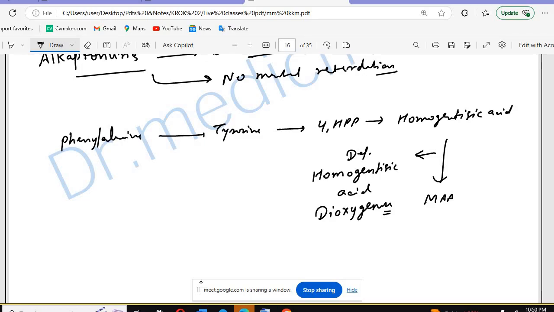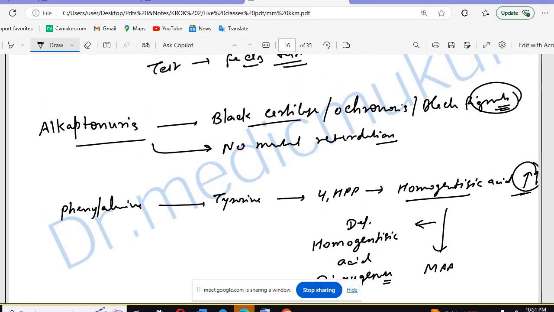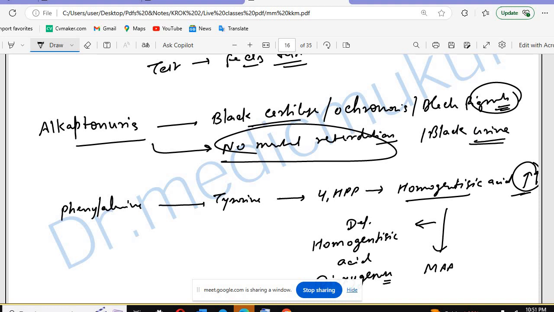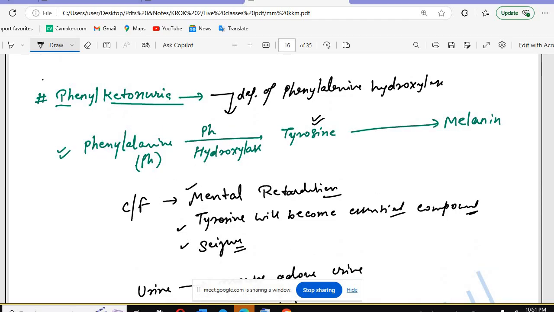If this enzyme is deficient, there is an increase of homogentisic acid, which accumulates in the cartilage and gives black cartilage, ochronosis, and black pigments. But there will be no mental retardation. This is the main thing you have to remember. Along with the black cartilage, you see black urine as well, due to oxidation of homogentisic acid. In phenylketonuria, you see a mousy odor urine.